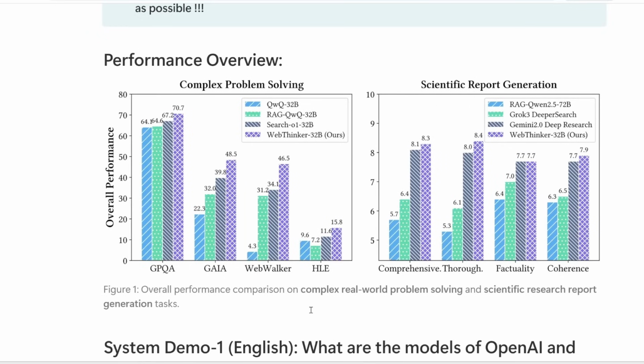Here are some other really impressive benchmarks. In terms of scientific report generation, you can see that WebThinker, which is in purple, even outperforms some of the leading closed source deep search models out there like Grok 3 Deep Search and Gemini Deep Research. So this is super impressive.